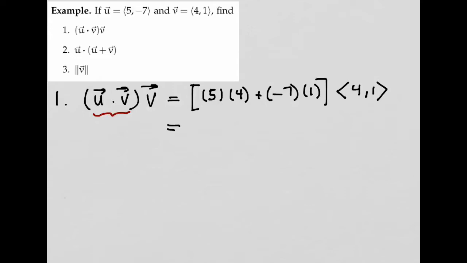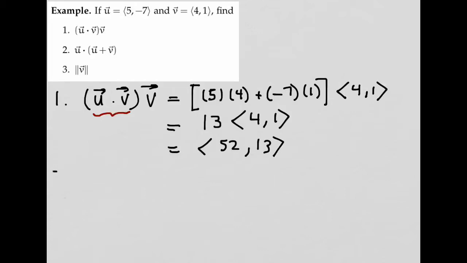5 times 4 is 20, minus 7 is 13, so we have 13, that's the scalar, multiplied by the vector v, which has components 4, 1. And when we multiply a scalar by a vector, we do that component-wise, so the vector u dot v times v has components 13 times 4, which is 52, and the second component is 13 times 1, which is 13.